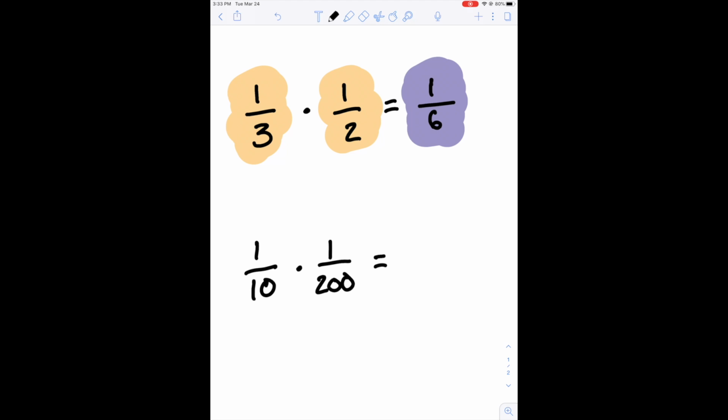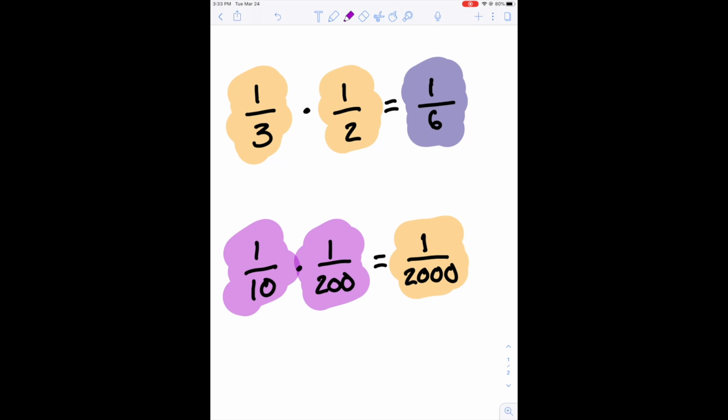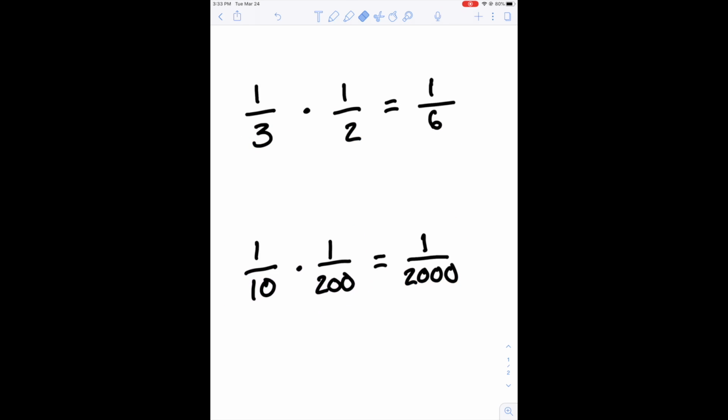1/10 is a pretty small fraction. 1/200th is even a smaller fraction. But when I multiply these together, 1 times 1 is 1, and 10 times 200 is 2,000. And again, our resulting product is less than the two original fractions. It's less than both of those. So I'm going to get into, like I said, what that means in just a bit, but this is going to go a long way with what we are going to learn in this lesson.